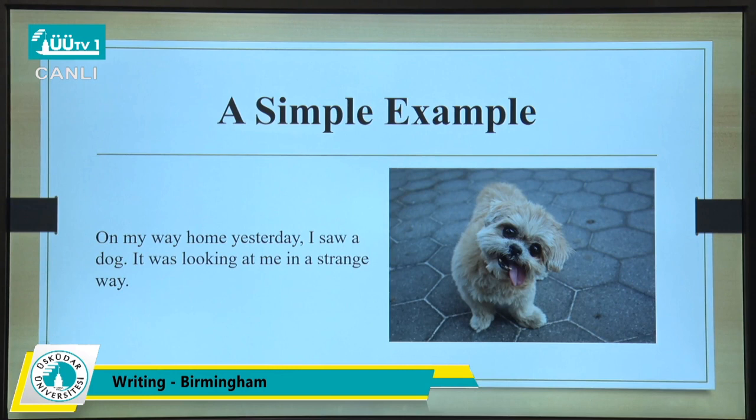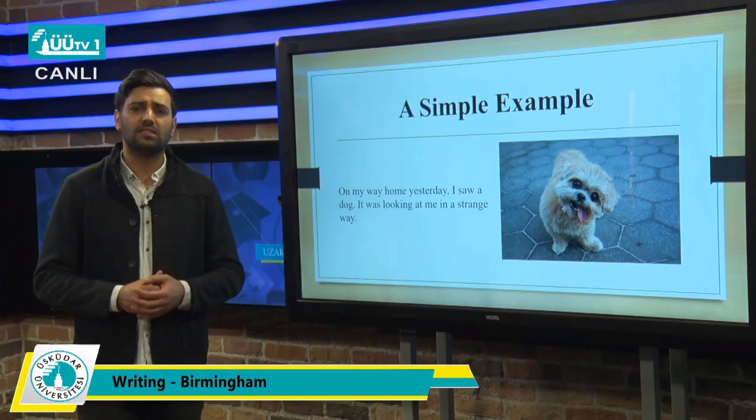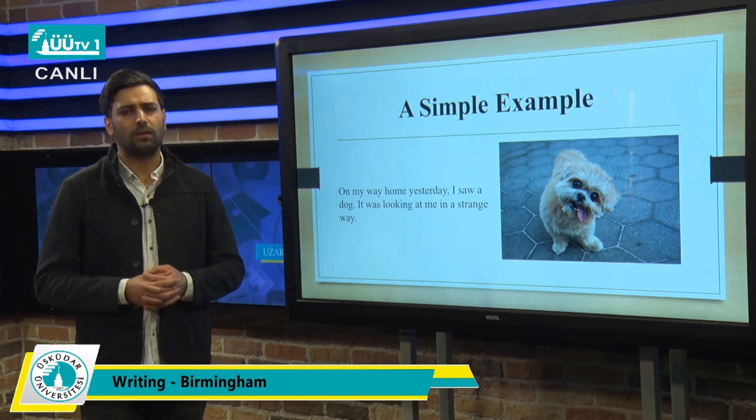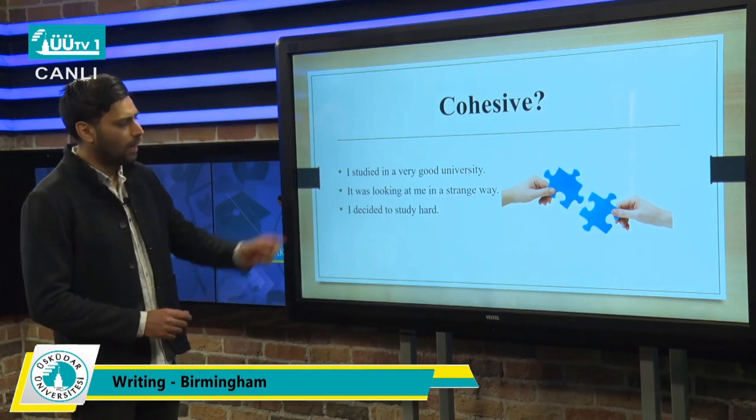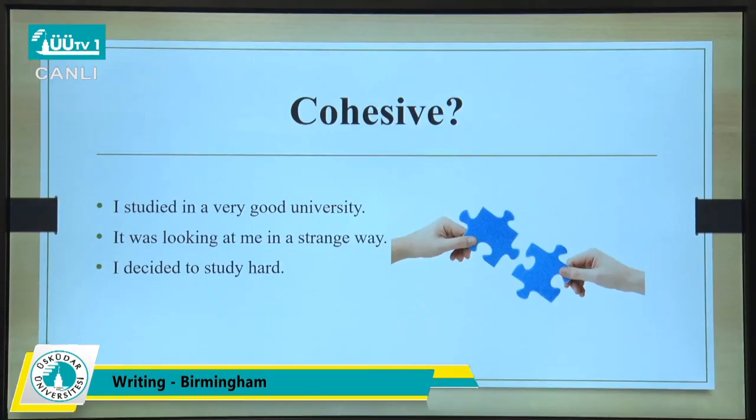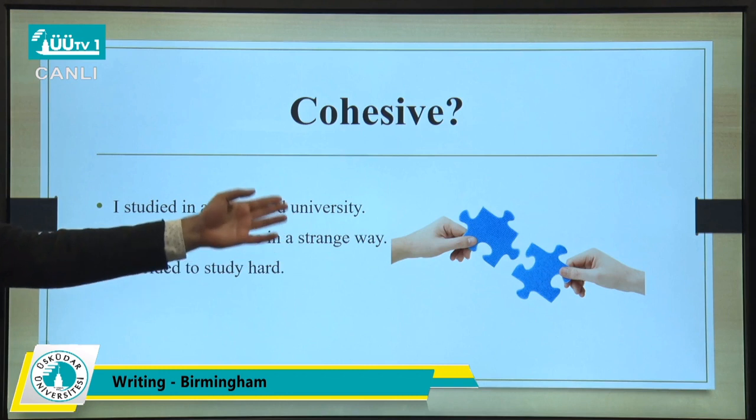So let's try another text, let's say, without the cohesive quality. Okay, I've written a couple of sentences here, as you can probably see on the screen. I studied in a very good university. It was looking at me in a strange way. I decided to study hard. If you look deeper into these sentences, at the beginning you're just forming a thought of this "it," this pronoun here, referring back to the university in the previous sentence.